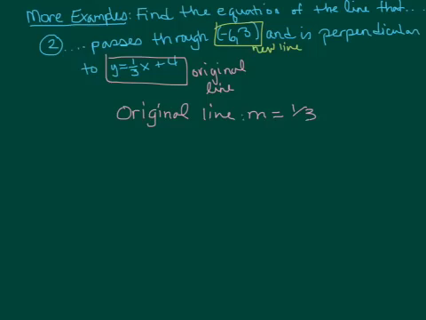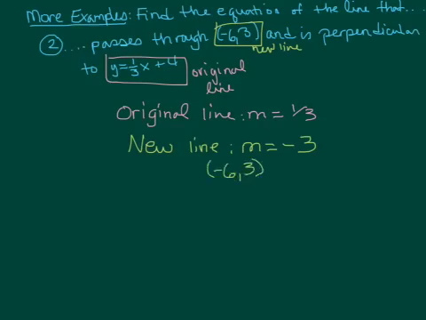Now, this is the tricky part. Our new line does not have a slope of 1/3. Our new line is perpendicular to y equals 1/3 x plus 4. So our new line is actually going to have a slope of the negative reciprocal of 1/3, which is -3/1, or -3. So that's what we're going to use. The other thing we know is that our new line also has the point -6,3.